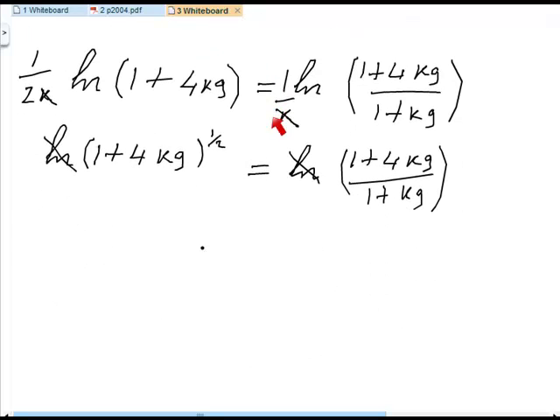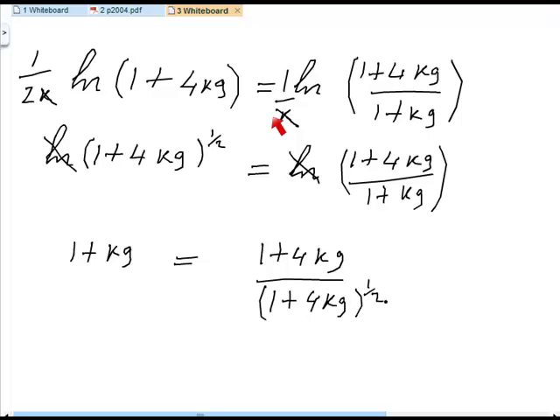And it's just algebra from now on, and it's multiply across by 1 plus kg. So you have 1 plus kg on this side is equal to, on the other side, 1 plus 4kg over 1 plus 4kg to the power of a half. And this is an expression divided by its own root, which leaves you with the root of the expression. The root of the expression is, of course, 1 plus 4kg to the power of a half, and 1 plus kg over here.